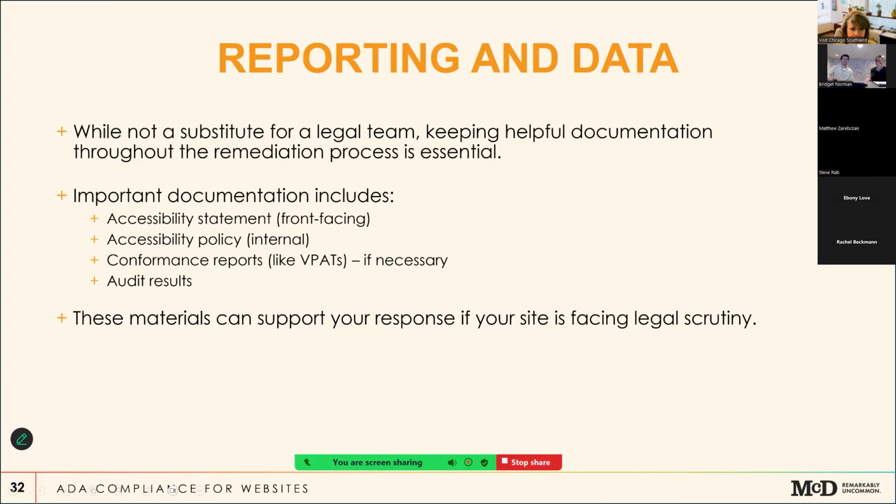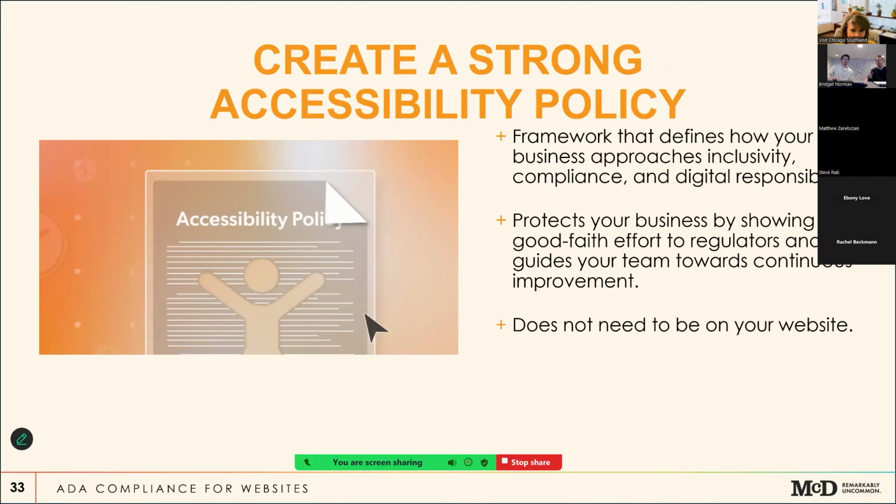The accessibility statement front facing means it's posted on the website, like in the footer, perhaps. Yes. So the accessibility statement, it's kind of like a privacy policy. Yeah, yeah. And I'll show you an example of that here. But creating a strong accessibility policy, that internal document, is really important. It's essentially a framework that defines how your business approaches inclusivity, compliance, and digital responsibility. It protects your business by showing a good faith effort to regulators and guides your team towards continuous improvement.